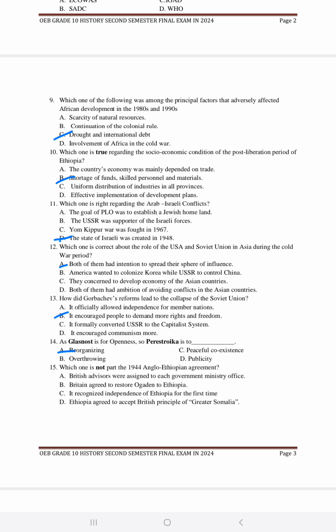Question number 15. Which one is not part of the 1944 Anglo-Ethiopian Agreement? It's the second treaty that was signed between Ethiopia, or Emperor Haile Selassie, and Britain. A, British advisers were assigned to each government minister. So this is not in the second.